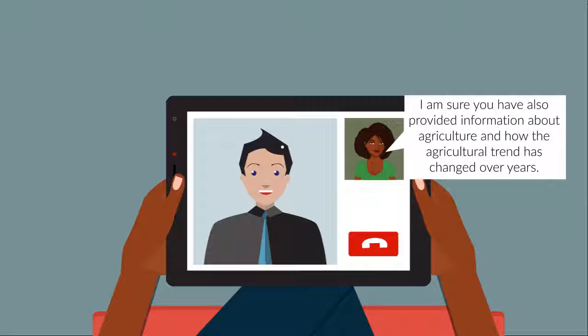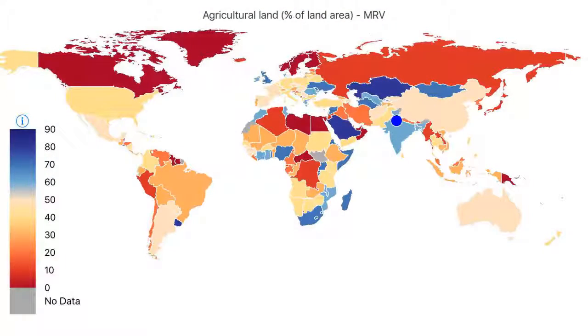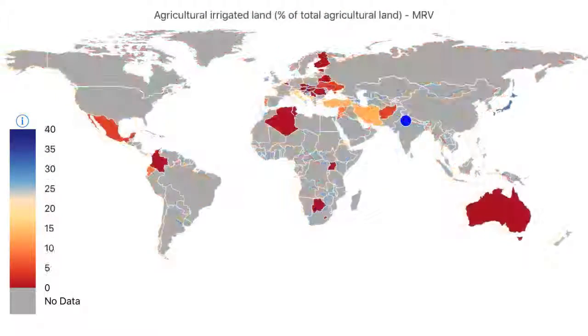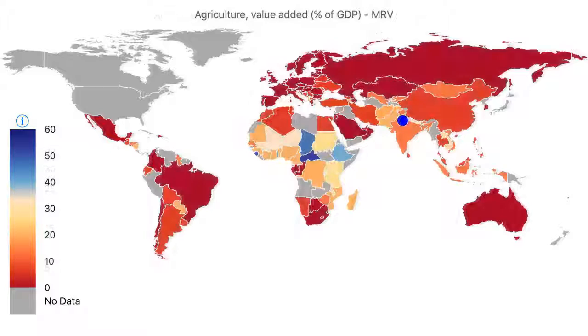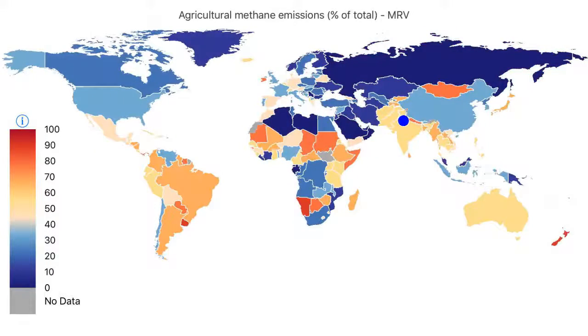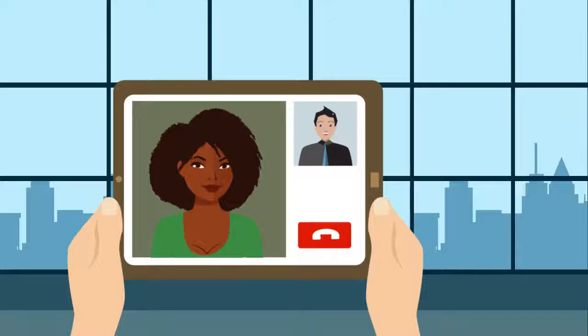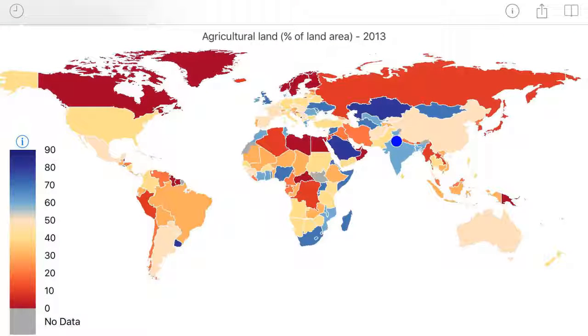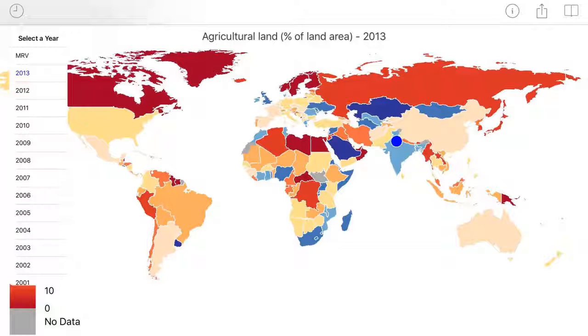I'm sure you've also provided information about agriculture and how the agricultural trend has changed over years. There are various maps on agricultural land, irrigated lands, agricultural value, and side effects like methane and nitrous oxide emissions. You are right. These maps reflect the share of land area that is arable under permanent crops and under permanent pastures. The best part is that I could tap on different countries to view time series.